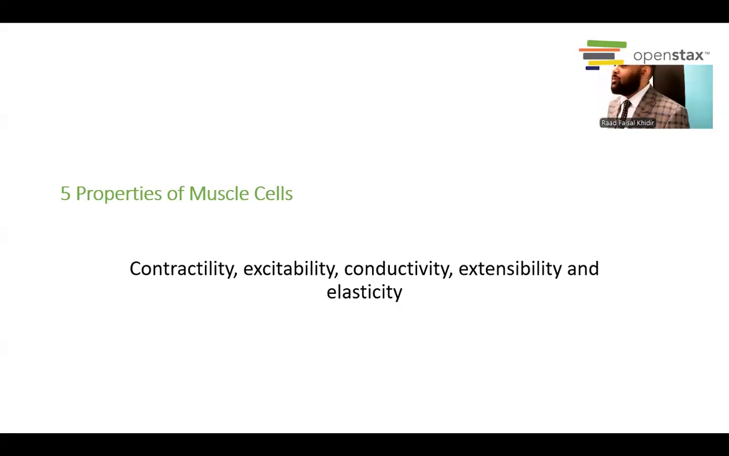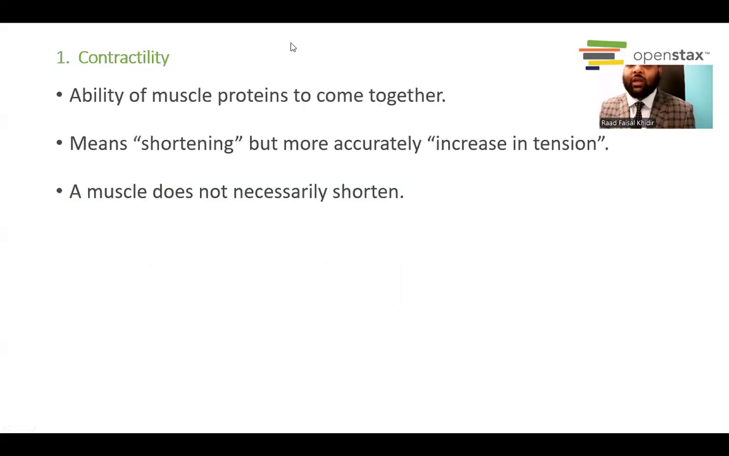Epithelial tissue can sometimes be strong due to the presence of keratin. So let's begin with contractility. Contractility is the ability of the muscle proteins to come together, to shorten. When the sarcomere shortens, what does contractility actually mean?